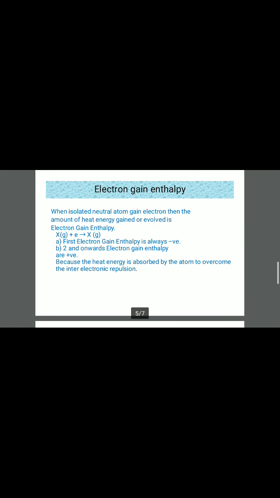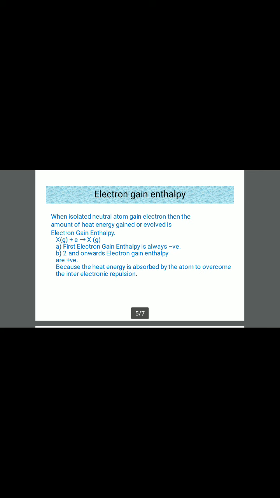Now, what is electron gain enthalpy? The second concept is electron gain enthalpy. It is quite the reverse of ionization enthalpy. When an isolated neutral atom gains an electron, the amount of heat energy gained or evolved is called electron gain enthalpy. Now, dear student, in the case of ionization enthalpy, it was the amount of energy required. Now it is the amount of energy released.